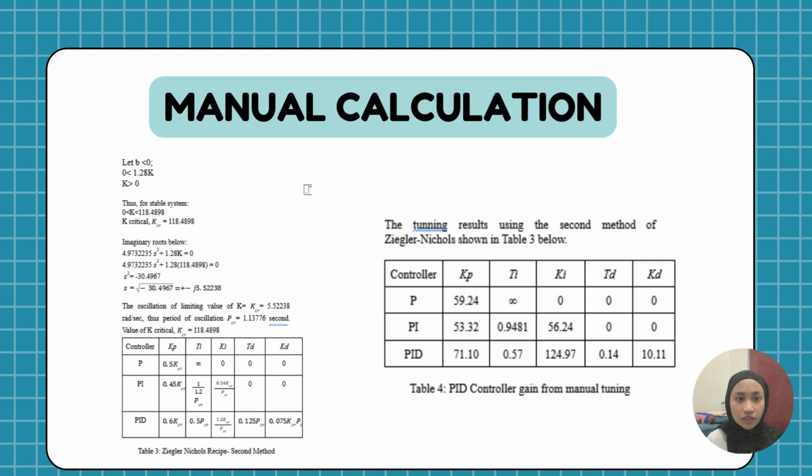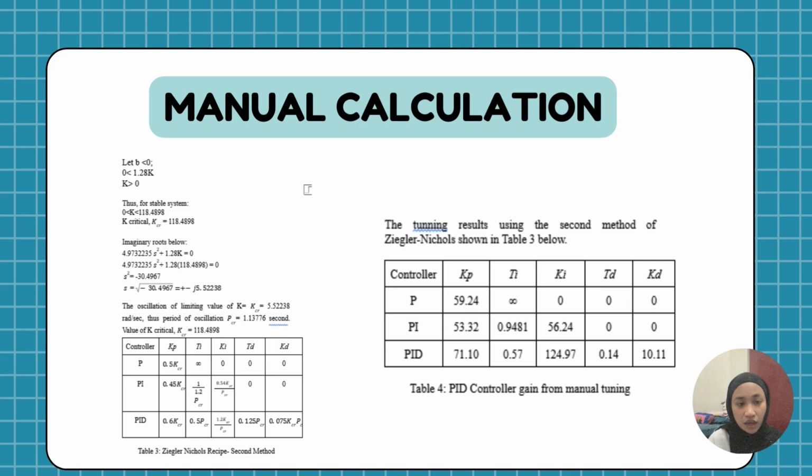Next calculation is let B less than 0, and then we get K is more than 0. For the stable system, we will get the KCR equal to 180.4898. To find the value of S, we get the value of S is plus minus j5.52238. The oscillation of limiting value of KCR equal to 5.52238 radian per second, and the oscillation, which is PCR, is 1.13776 second.